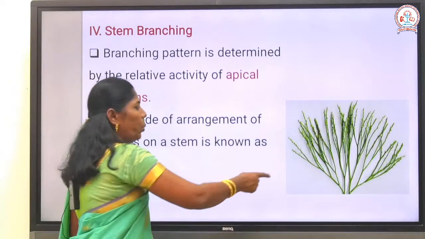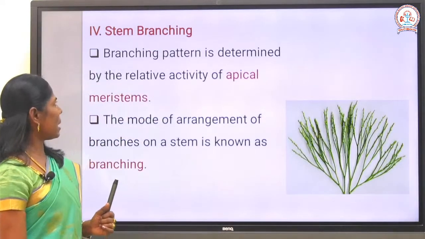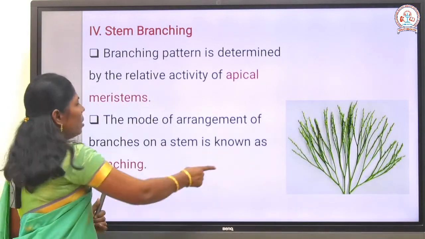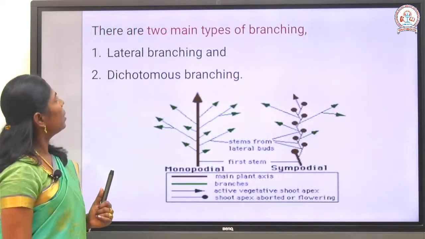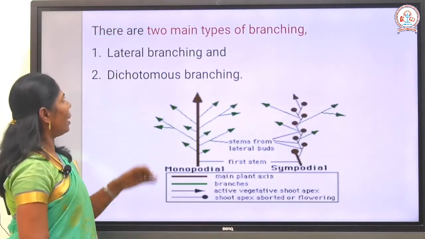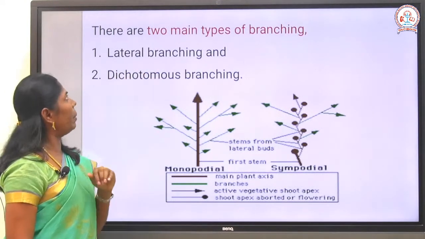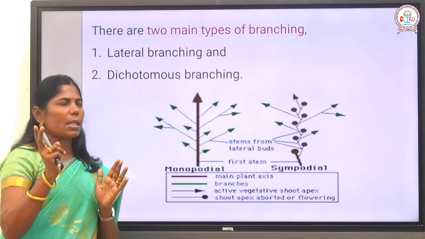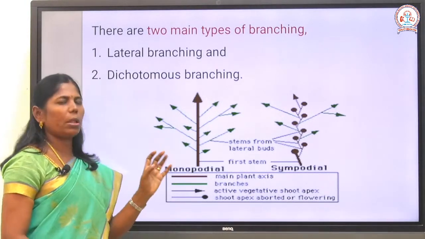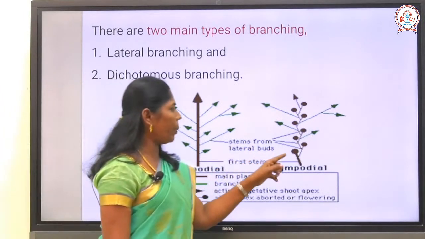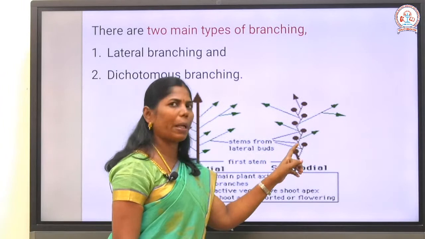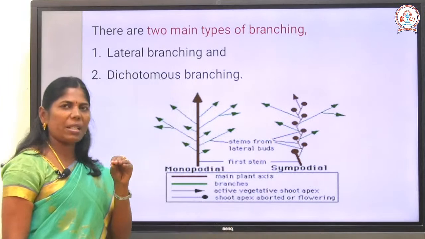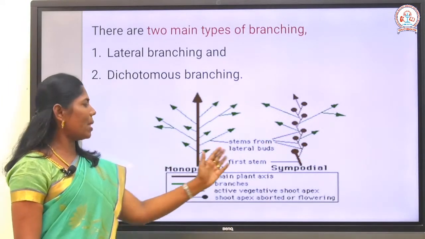So the branchings are of two types. On a stem, the first one is monopodial branching, another one is sympodial branching. Okay, so we call them lateral branching and dichotomous branching. Lateral branching means the branches start from the lateral side. Okay. Dichotomous branching, in sympodial, means there is a first branch, from that a secondary branch, and next from that further secondary branches. Okay, so each and every branch arises from the previous branch. That is the sympodial condition.